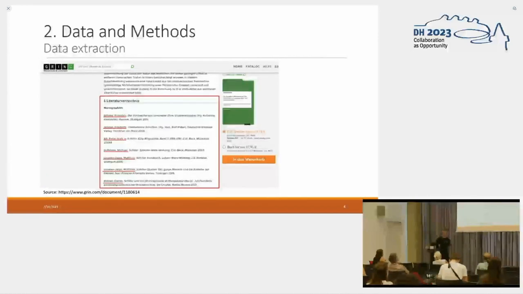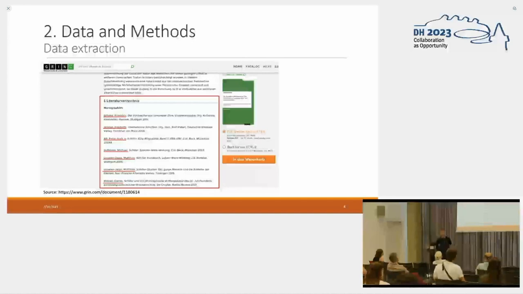In the second step, we needed to extract the bibliography section out of the HTML structure of the works. Therefore, we used a regular expression, which was the most time-saving, resource-efficient, and also fairly accurate method. Then we needed to extract the single reference lines. Here we could not use a regular expression because the reference lines are just too diverse, so we needed to use a machine learning tool.